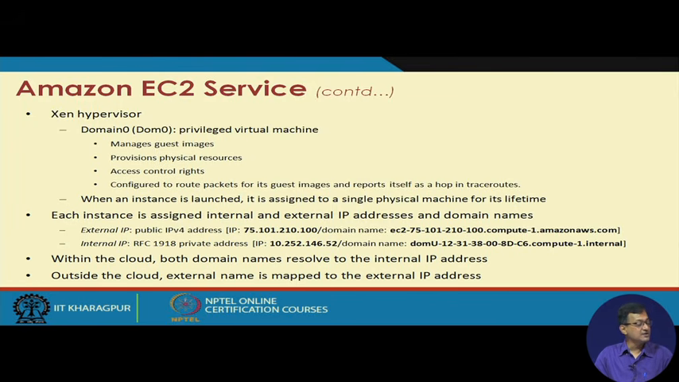When an instance is launched, it is assigned to a single physical machine for its lifetime. Secondly, each instance is assigned an internal and external IP address and domain names. That is the philosophy of Amazon. Within the cloud, both domain names resolve to the internal IP address. Outside the cloud, the external name is mapped to the external IP address.